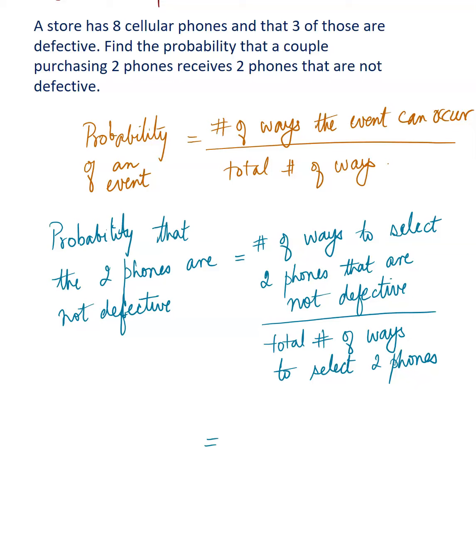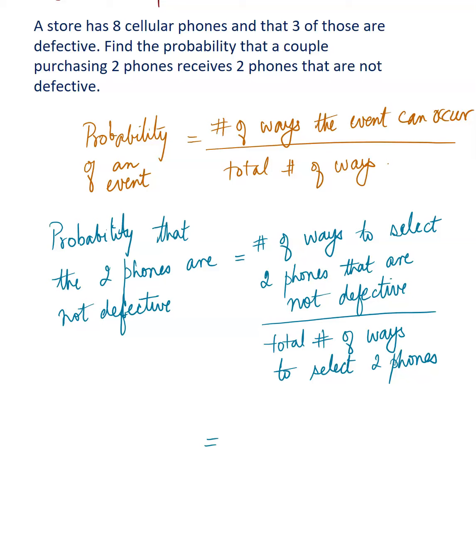So we have to think about permutation or combination. So do we have any order here? Does order matter? Clearly it doesn't matter what order the phones are taken, it just matters that they're not defective. So the order doesn't matter, which tells me that we can use the combination. So let's focus on the numerator, number of ways to select 2 phones that are not defective.